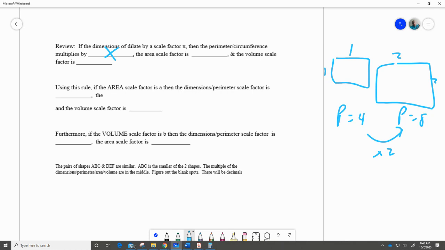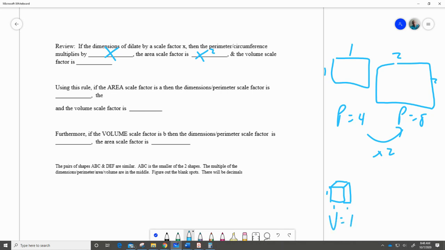Now we know that the area scale factor is going to be the scale factor squared. So if it dilates by x, the area scale factor is x squared. Now, to go one step further, if we're talking about volume, now volume is 3 dimensions. So let's say we have a cube, for instance, that's 1 by 1 by 1. That volume is going to be equal to 1.